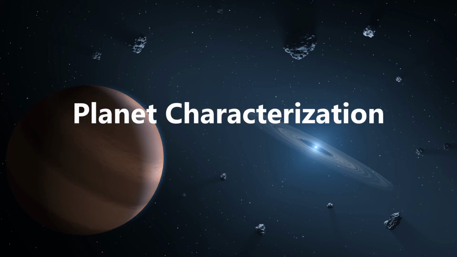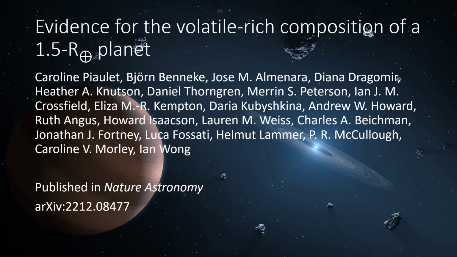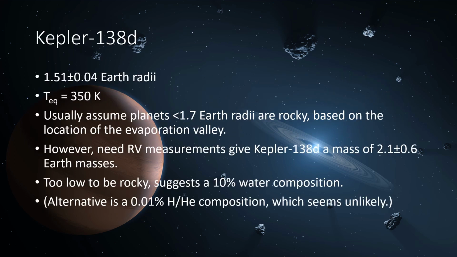Now, moving from theory to observations, the newest paper is characterizing notable planets, and the first one is actually closely related to this problem of, is it rocky? Evidence for the volatile rich composition of a 1.5 Earth radius planet. This is Kepler 138d. It's 1.5 times Earth's radius, 350 Kelvin, so pretty hot. Not as hot as Venus, but a lot hotter than Earth.